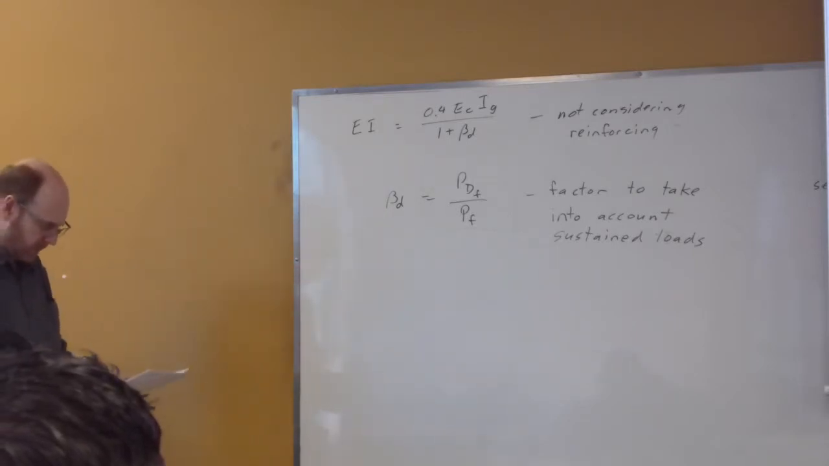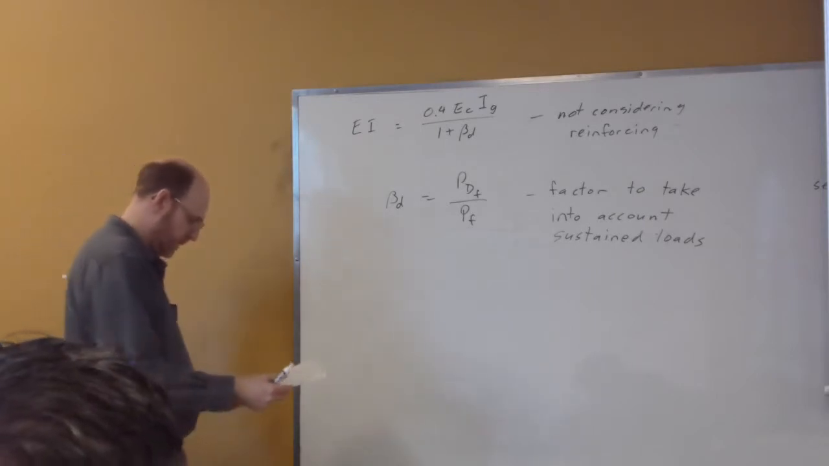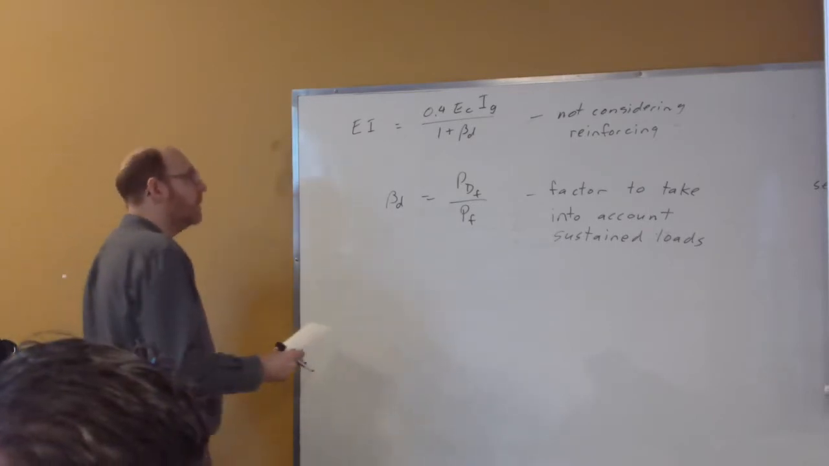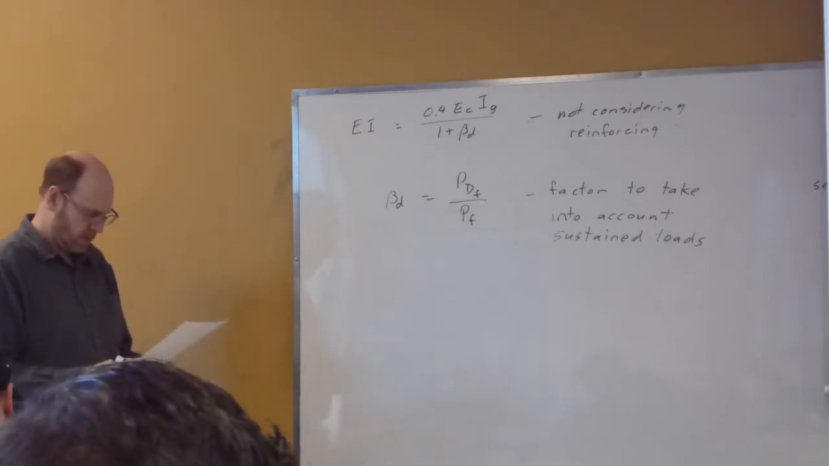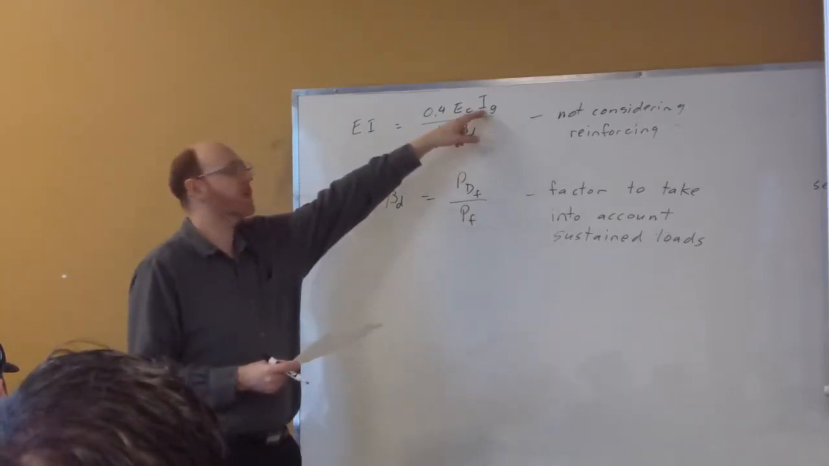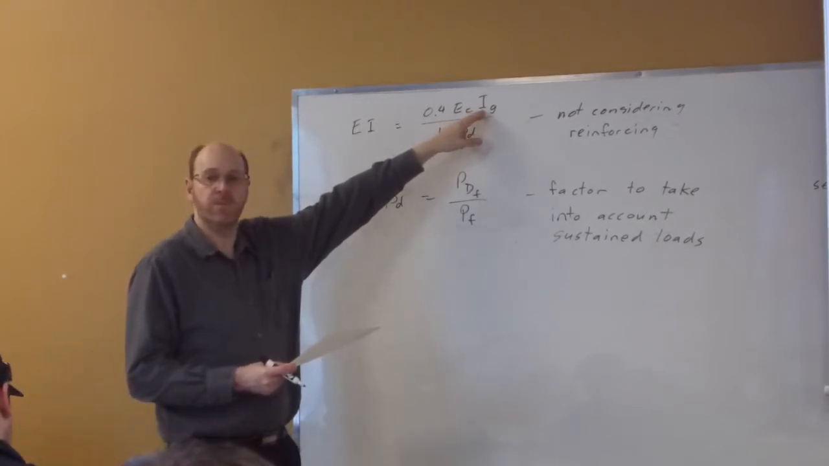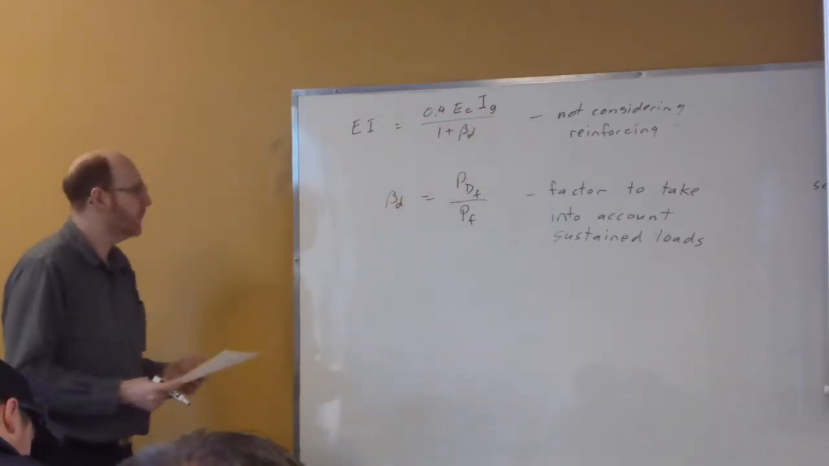Okay, so now we're going to start considering our pattern for reinforcing. And you said Ig is just the gross area? Gross area, that's right. How come you changed it from Ag to Ig? So this is the gross moment of inertia, not gross area. So this is 1/12 b h cubed. Right, so that's all that is, at least for a rectangular section.